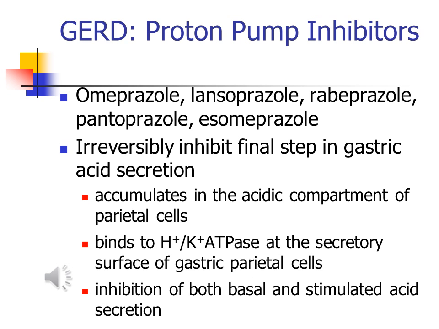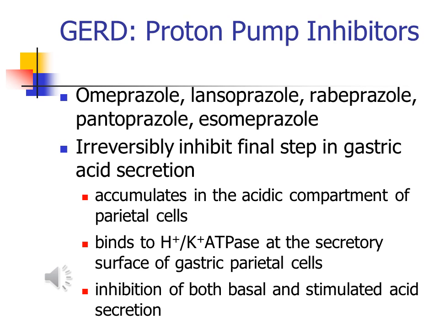The newest class of medications, as well as the most expensive class of medications used to treat GERD, are the proton pump inhibitors, and I've listed them for you here. They act differently than the H2 blockers in that they irreversibly, whereas the H2 blockers were reversible, if you'll remember, the PPIs irreversibly inhibit the final step in gastric acid secretion. They accumulate in the acidic compartment of the parietal cells, and the medication binds to the hydrogen potassium ATPase at the secretory surface of the gastric parietal cells.